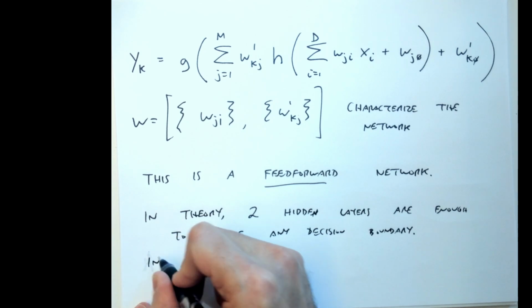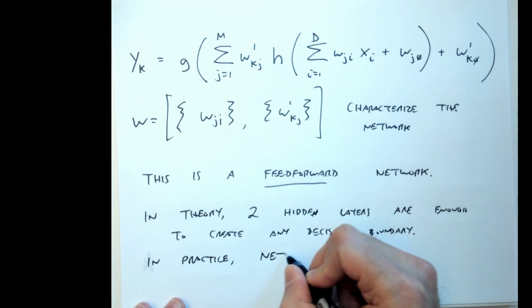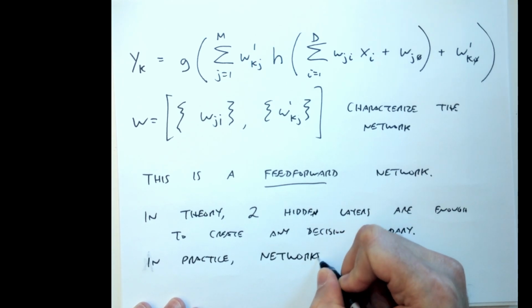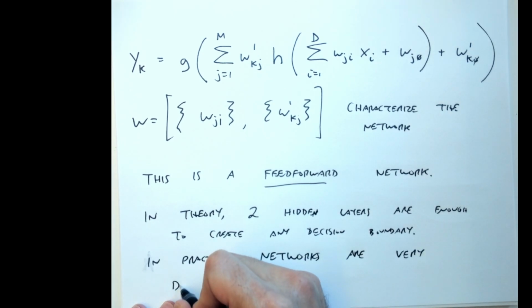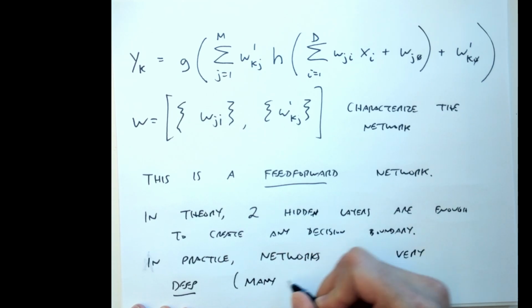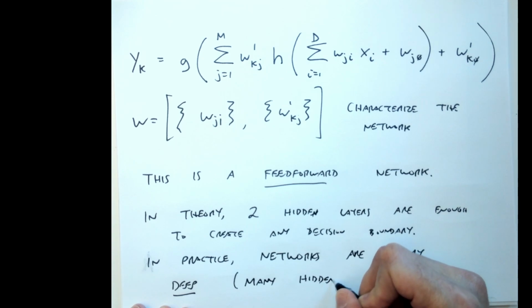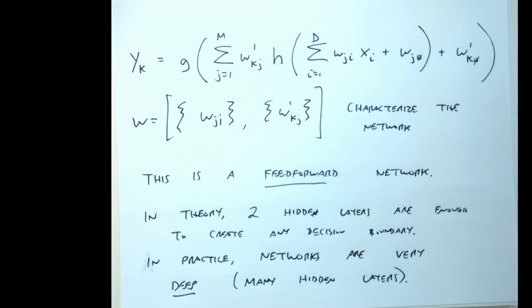But in practice, networks are very deep. And what deep means is it has many hidden layers. And that's where deep learning comes from, is how do I tune the many, many parameters at every layer of this massive neural network.